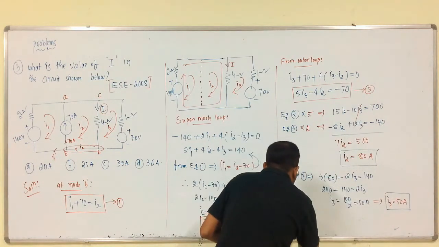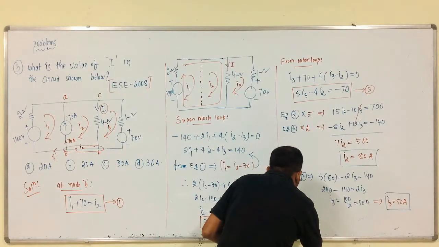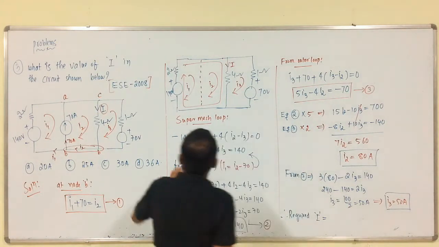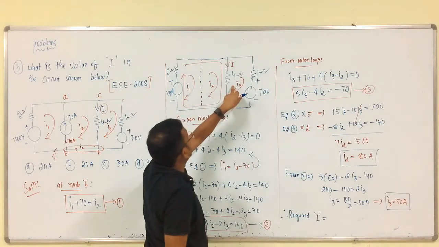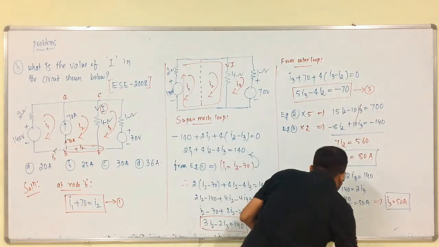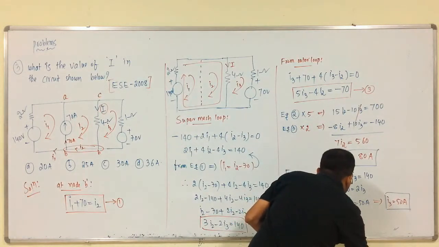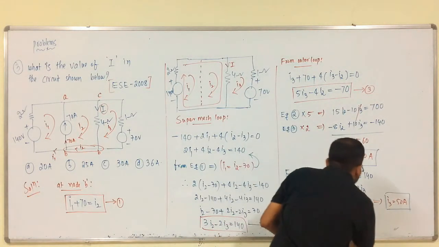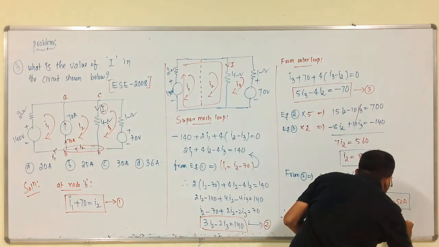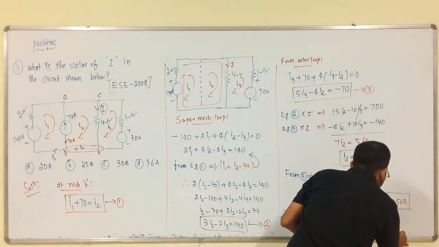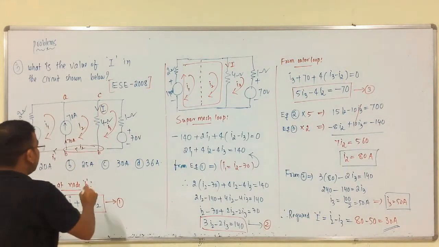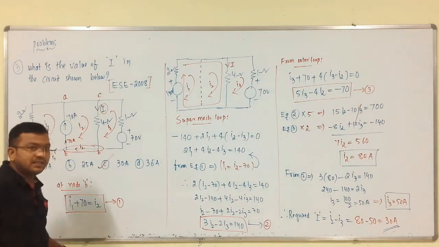Therefore, the required current I, from the circuit, is equal to I2 minus I3. Capital I equals I2 minus I3, which is equals to 80 minus 50, which is equals to 30 amps. Then option C is correct.